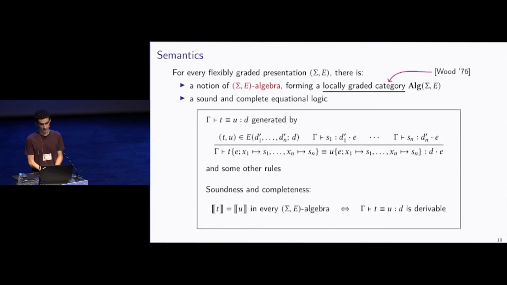Okay, we can also come up with some notion of equational logic. This essentially says which equations we can derive from the axioms. There's a bunch of rules for deriving equations. This on the slide is the rule for applying an axiom. There's also a rule for congruences and some other things. And this equational logic is the appropriate equational logic in the sense that it's sound and complete. So an equation is derivable exactly when it's true in every algebra.